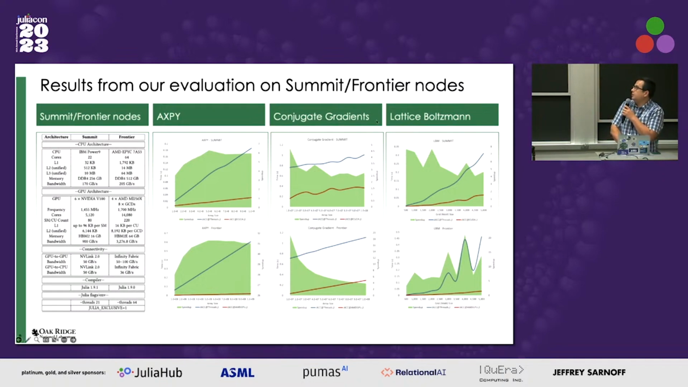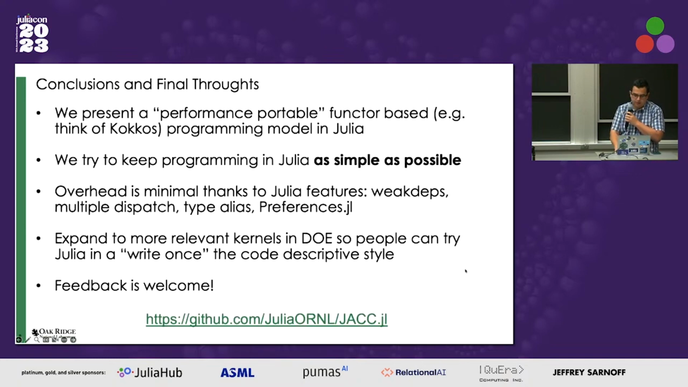So we grab typical examples, right? These are very common kernels, SAXPY, conjugate gradient, lattice Boltzmann, and we see that. You can see also NUMA effects and things like that, depending on the nature of the kernel.